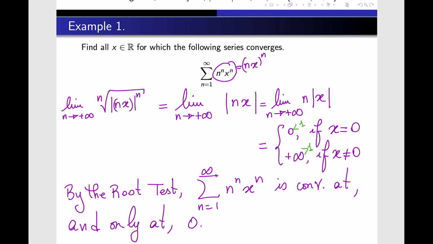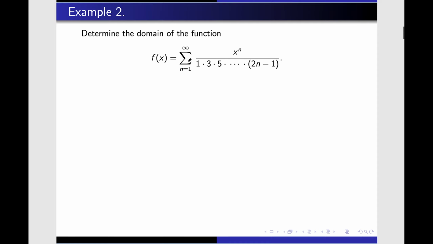Next. Example 2: determine the domain of the function, which means we want to find all the x allowing this function to be well defined, which means the series being convergent, right? You can interchange these two notions.